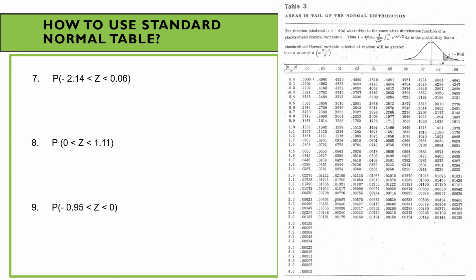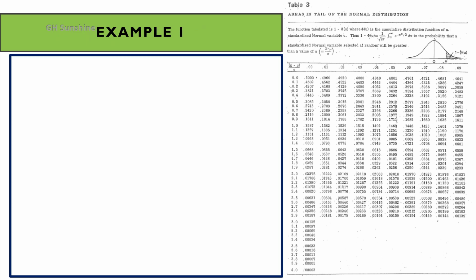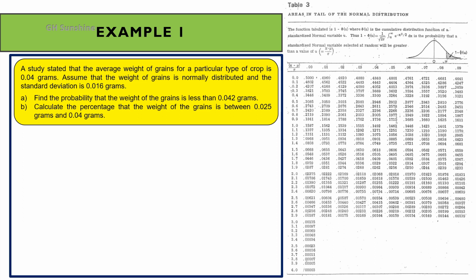Okay, so now you can try on your own to find the probability value for examples 7, 8, and 9. At the end, you can check your answers. Let's proceed to an example case study. A study stated that the average weight of grains for a particular type of crop is 0.04 grams. Assume that the weight of grains is normally distributed and the standard deviation is 0.016 grams. So the keyword here is normally distributed.